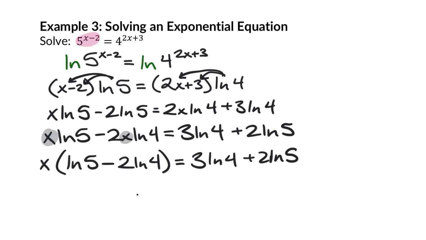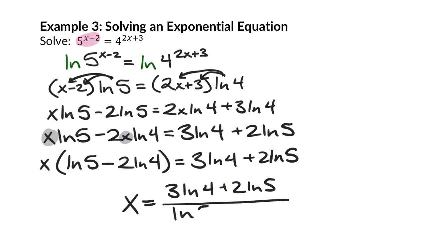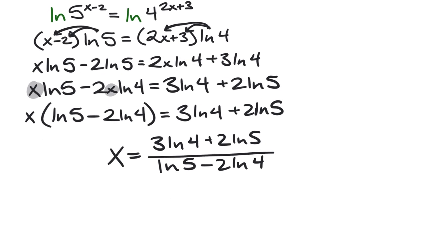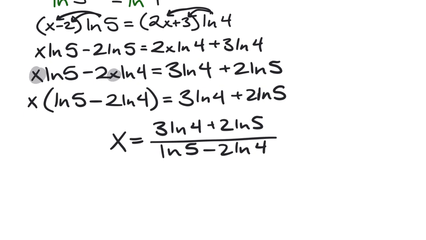So that I end up with x equal to 3 natural log of 4 plus 2 natural log of 5, all divided by natural log of 5 minus 2 natural log of 4. That is all something that can be evaluated in a calculator. So grab your calculators, make it a fancy fraction, and type all of that in at one time to get my value for x. I'm going to pause and make sure everybody actually does this one. Yeah, negative 6.3429.